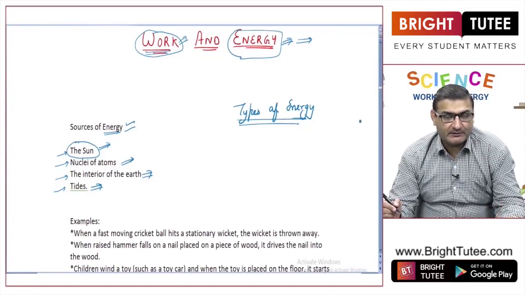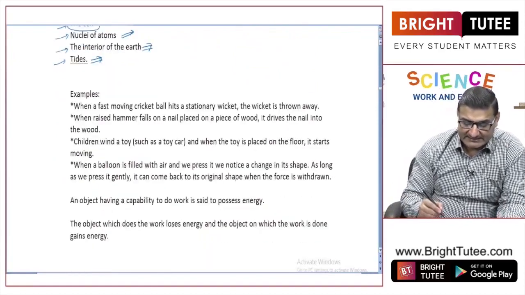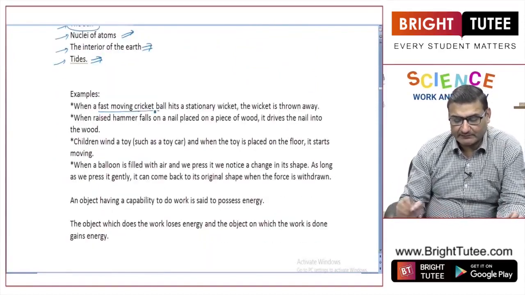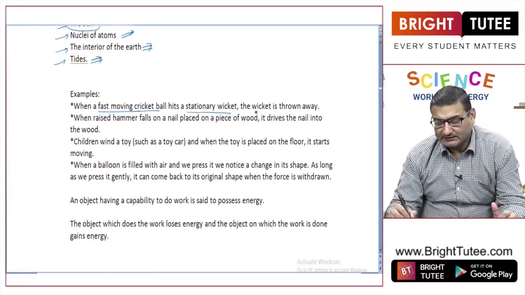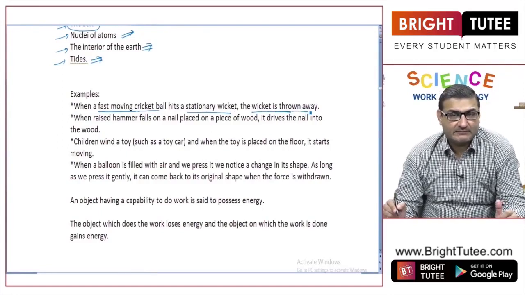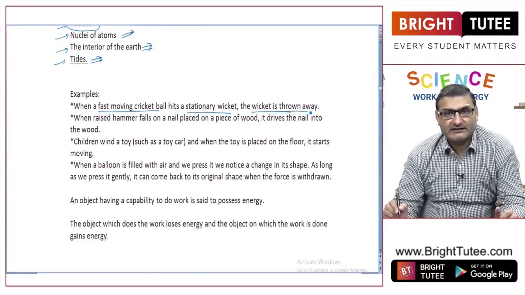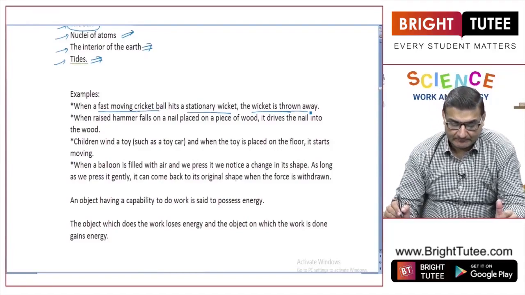A few examples from our day-to-day life: we see that a fast moving cricket ball hits a stationary wicket, and when it hits it, the wicket is thrown away. How come? The work is done by the ball, it has thrown the wicket away. We assume that the ball must have got some energy in it.